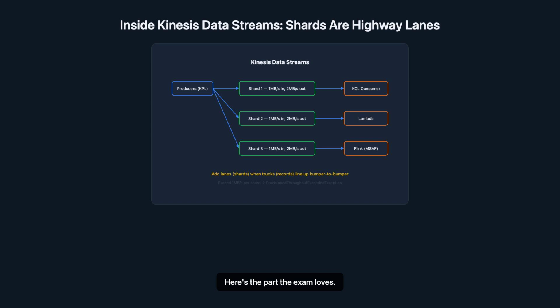Here's the part the exam loves. If your writes exceed 1 megabyte per second per shard, you get a provisioned throughput exceeded exception. The fix is to add more lanes, more shards. This is the manual scaling responsibility that comes with real-time streaming, and it's the price you pay for millisecond latency.